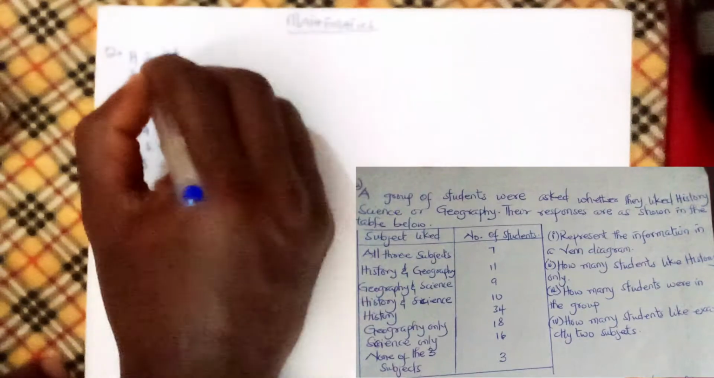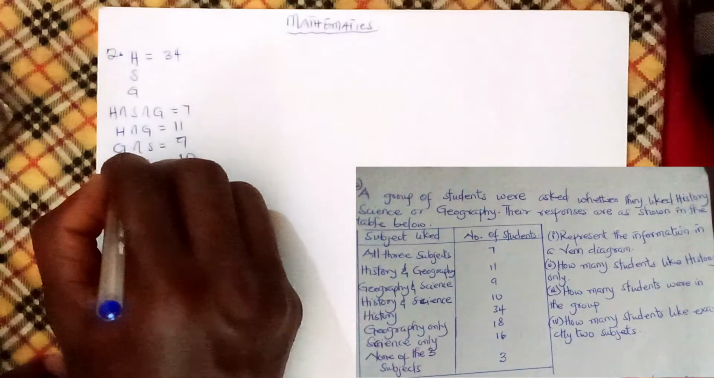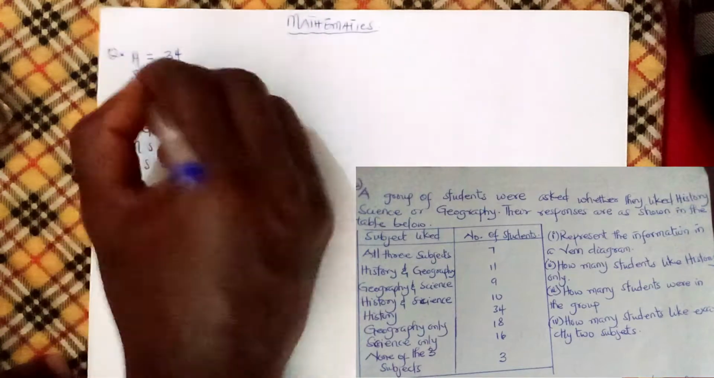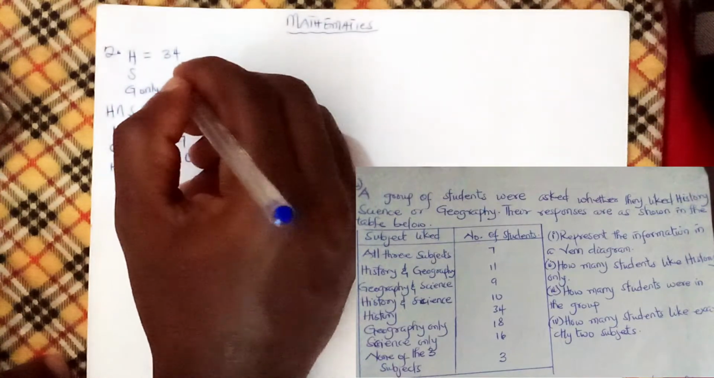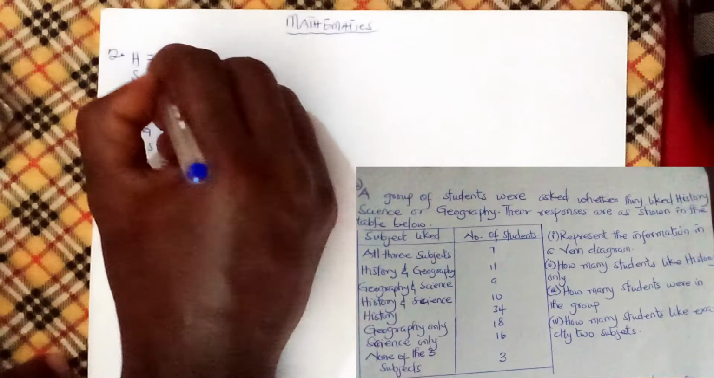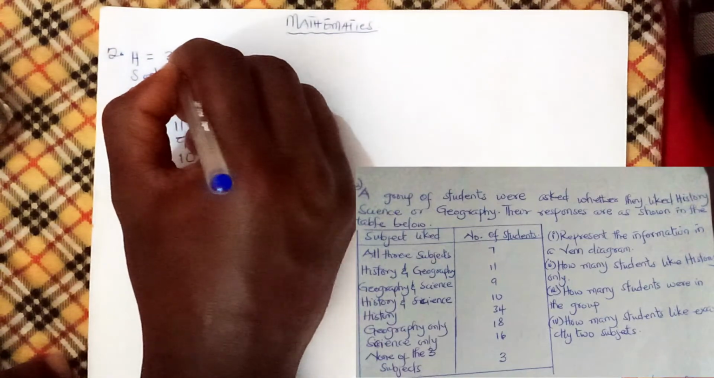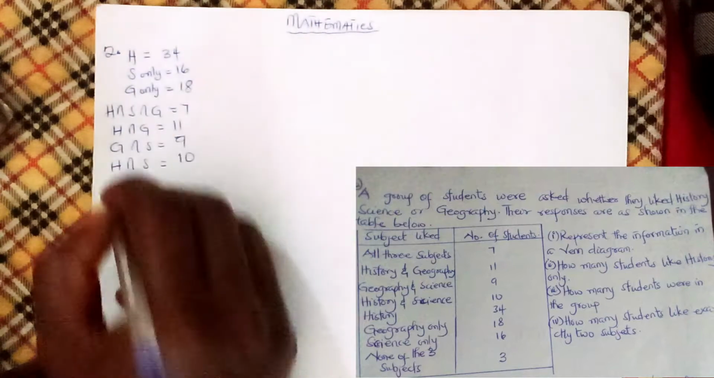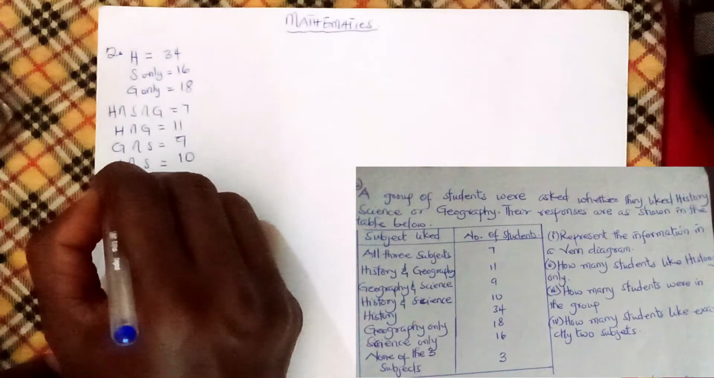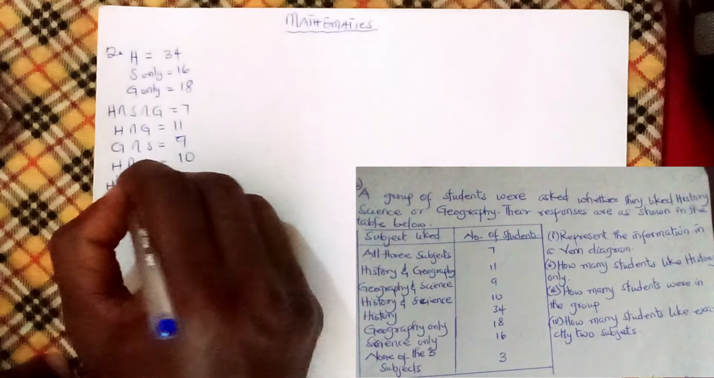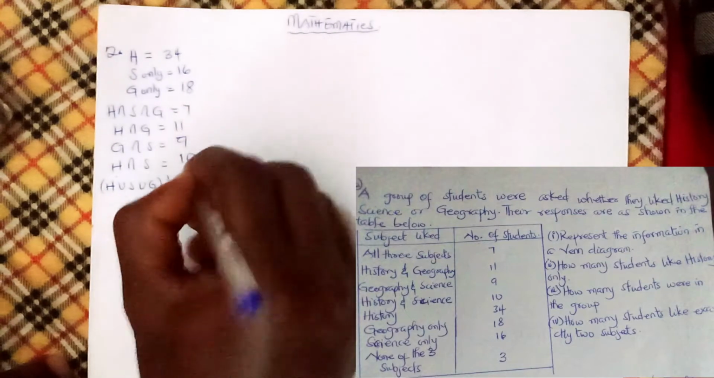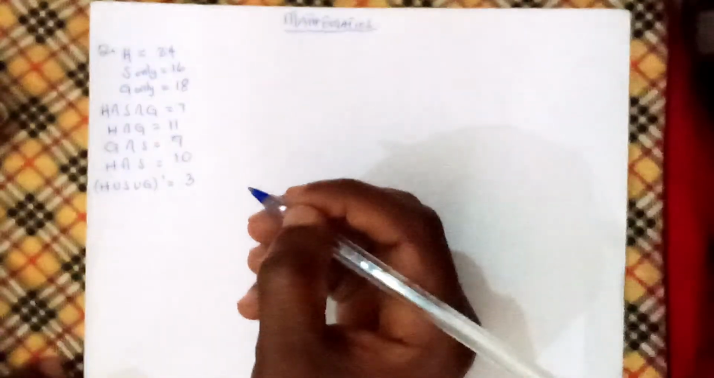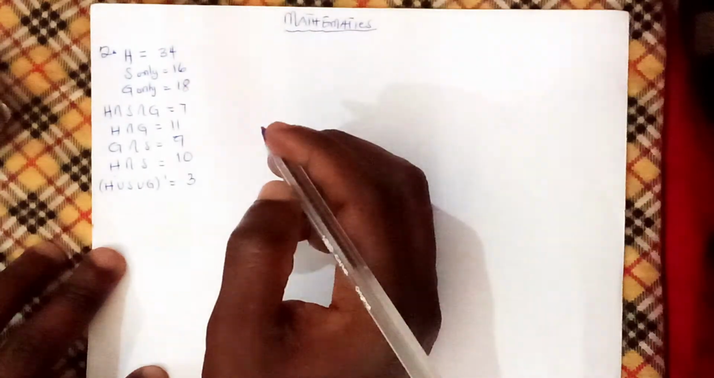We have history to be 34. We have geography only to be 18. We have science only to be 16, and we have none of the three, so H union S union J all prime equals 3. So let's represent it in the Venn diagram as it says in I.